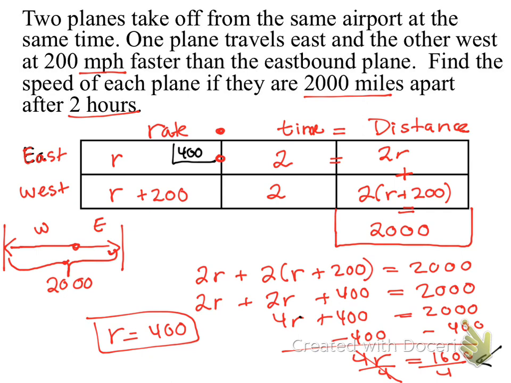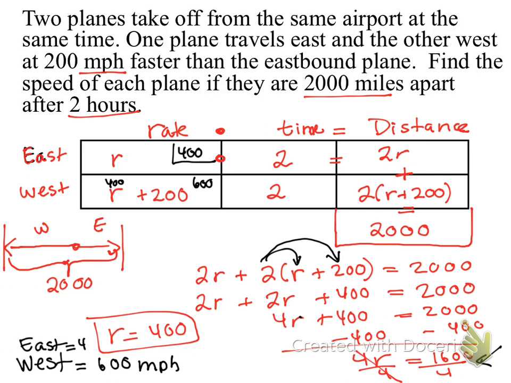Right here. 4 divided by 1,600 is... Oh, right here, because I distributed 2 times R, and here is 2 times 200, okay? All right, so I got that is 400, and what would the west be? If R is 400, it will be 600. And so we're going to say the west is 600 MPH, and the east is 400 MPH.